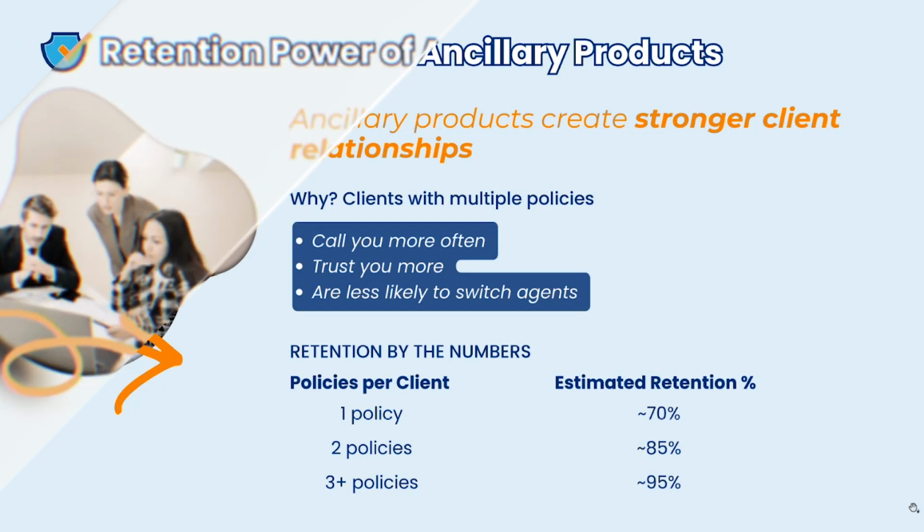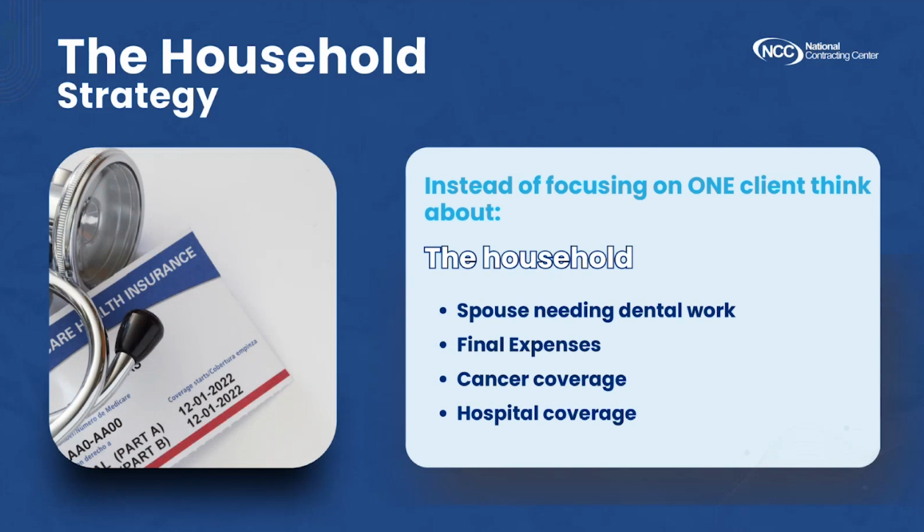Another important strategy is thinking beyond just the individual client. Now, let's think about the household. Many times there's opportunities to help other family members as well. For example, a spouse may need dental coverage, or both spouses may benefit from final expense protection, or one client may want cancer protection while the other doesn't. But when you look at the household as a whole, additional opportunities often appear naturally.